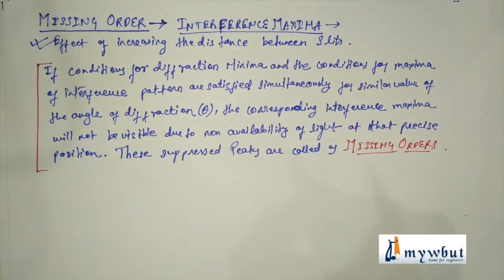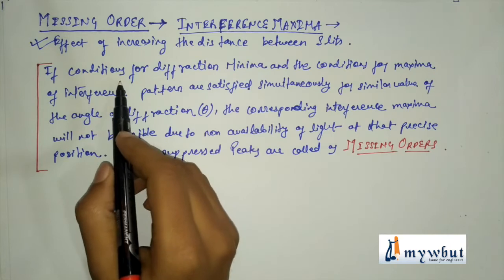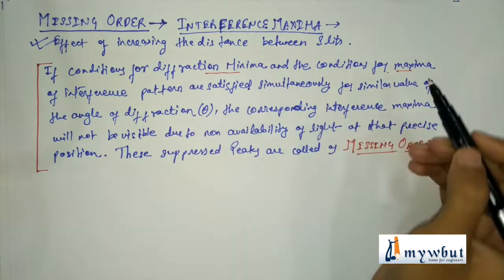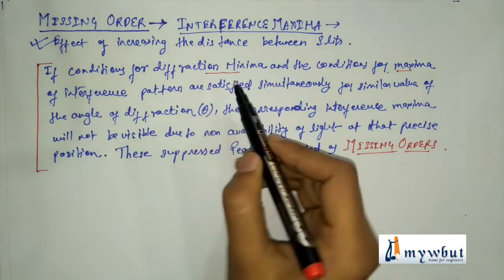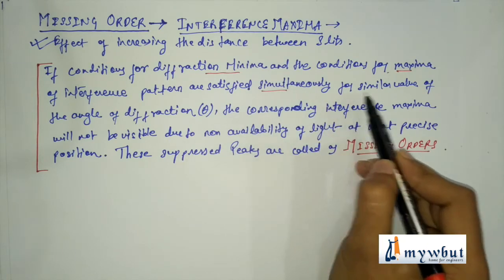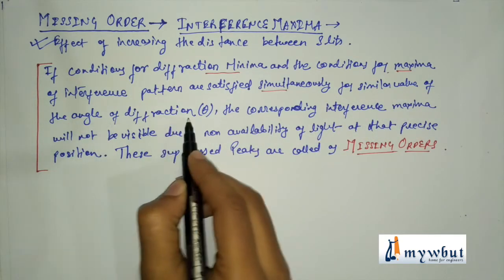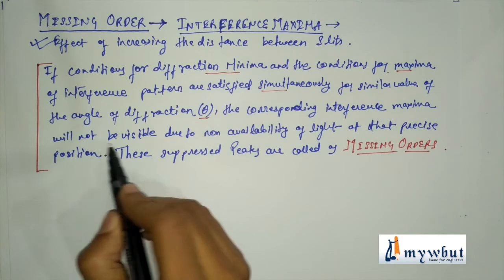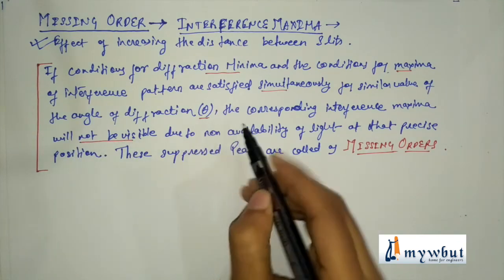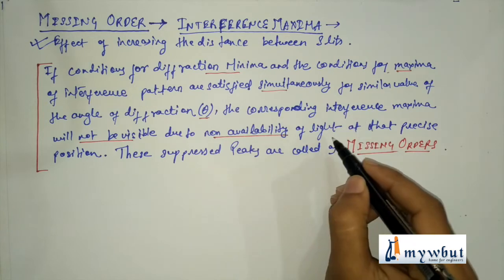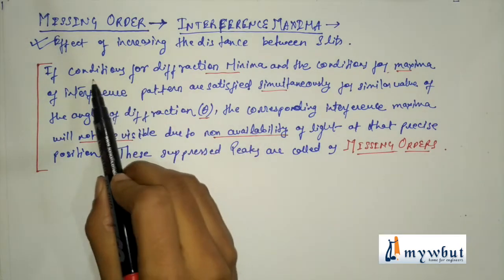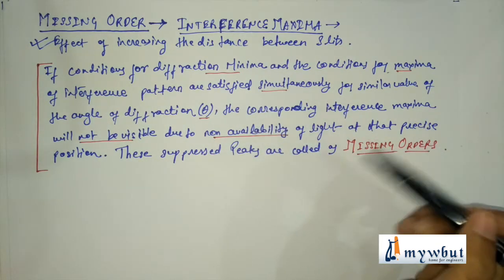So friends, this conclusion is very important for missing order. Let me read it out for you all. If the conditions for diffraction minima and the conditions for maxima of the interference pattern are satisfied simultaneously for a similar value of the angle of diffraction, that is theta we have considered, then the corresponding interference maxima will not be visible due to non-availability of light at that precise position. So this is what is called missing orders.